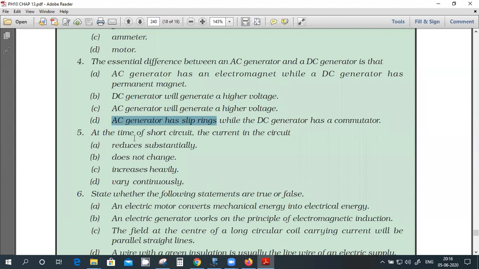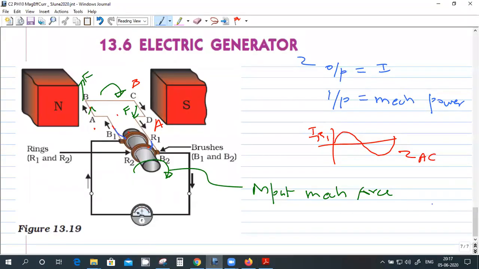At the time of short circuit, the current in the circuit increases heavily. Why does it increase heavily? Because I think we've connected the terminals together, if I'm not mistaken. How are voltage, current, and resistance related? Equal to IR. So when you short circuit, what will happen to the R value? It becomes zero. So when you short it, R is becoming zero. So the current is V by R, right? Okay, so current will shoot to infinity.